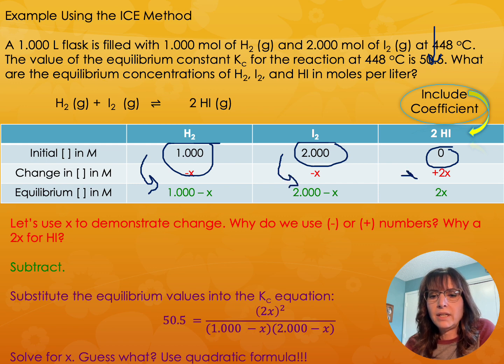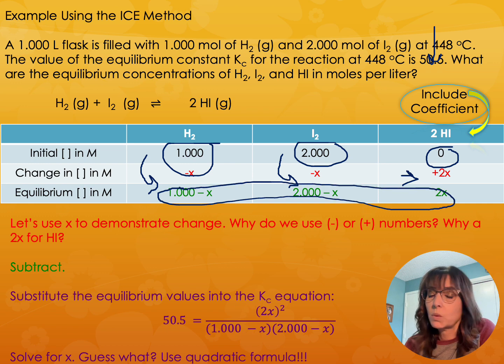Now notice over here we said HI is going to form by 2X. Well, that's because of the coefficient. Every time you break down one hydrogen or one iodine, you get 2 HIs. So at equilibrium, these are our values. Now we don't know what they are, but we want to find them. So if we find X, we could find those answers. So what you want to do is set up your equilibrium expression and plug in what you know and then solve for X.